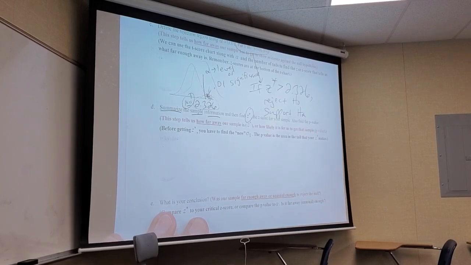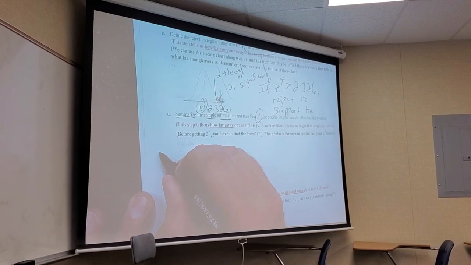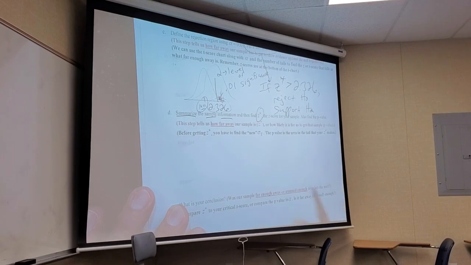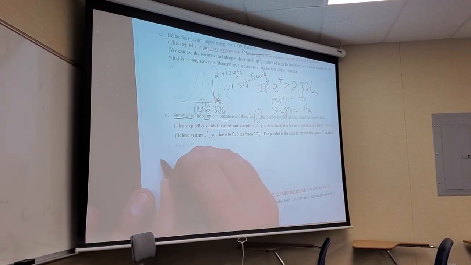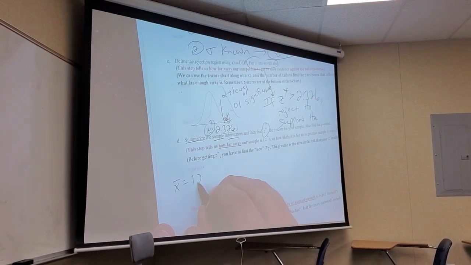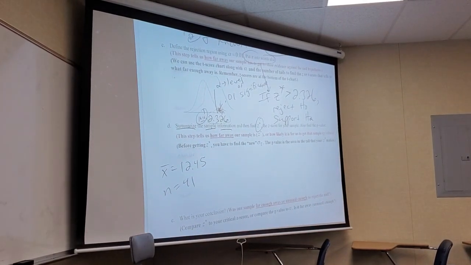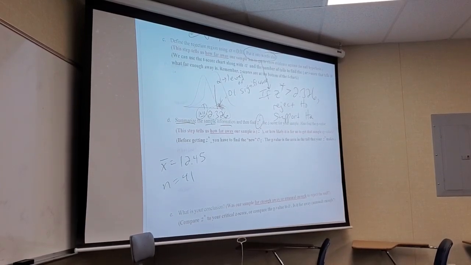Can anybody tell me anything about the sample that was taken in this problem? It was 2.35 years higher. No, just what did they see from the sample? There's an increase in mean lifespan. No, they didn't see an increase, they saw a certain amount. So what was the sample mean? 12.45. Now somebody else tell me anything else about the sample. N is 41. Do we know anything else about the sample? What standard deviation do we know?